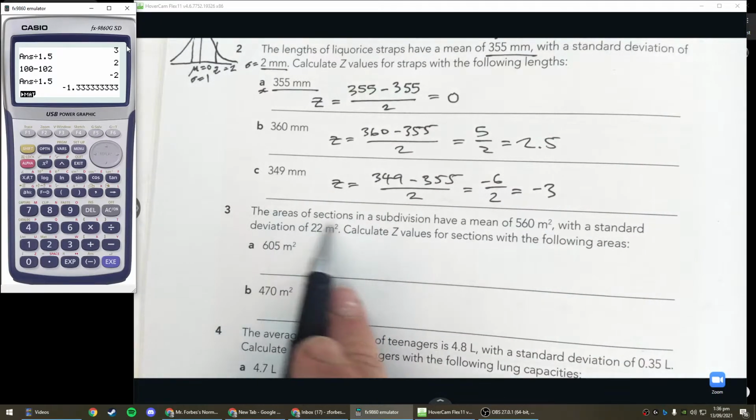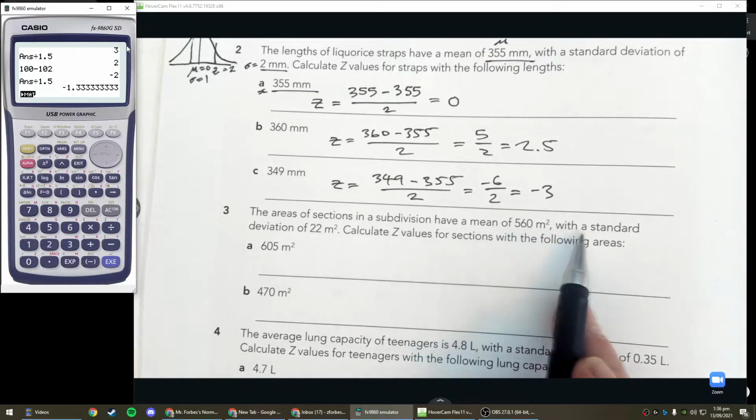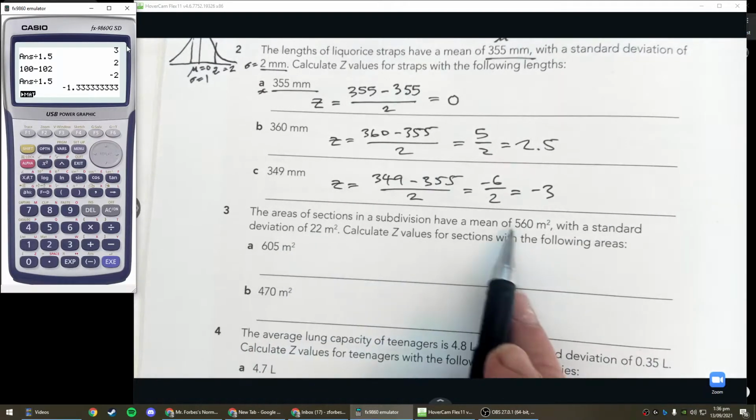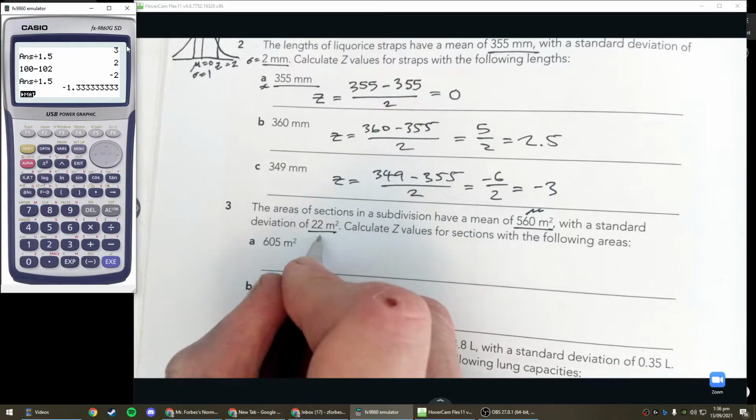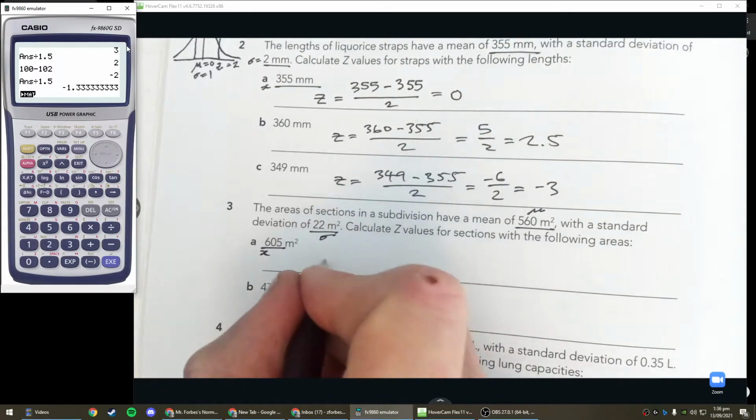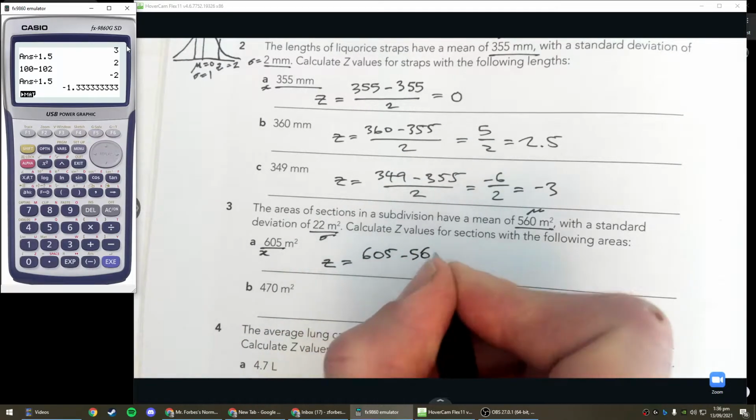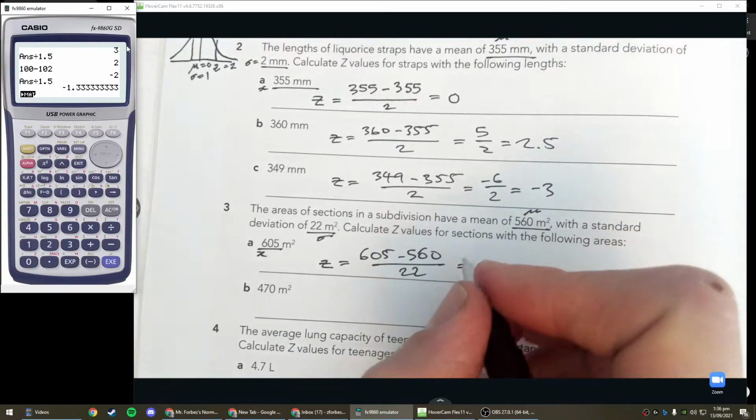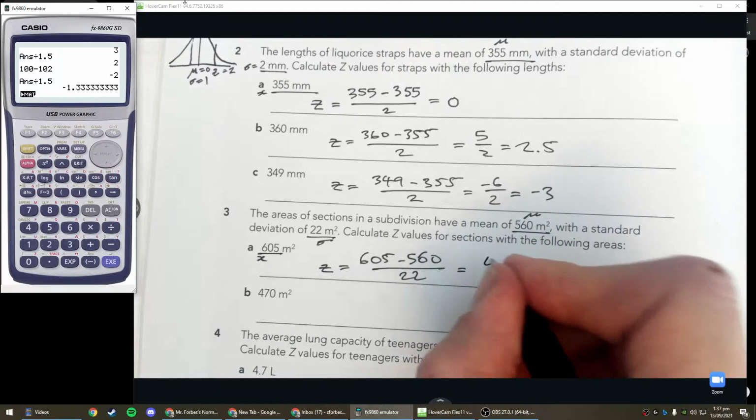Okay, the areas of sections in a subdivision have a mean of 560 meters squared with a standard deviation of 22 meters squared. So we've got our mean value, I'll put a little mu here. We've got our standard deviation, I'll put our sigma there, and this is our x value. So let's just do it. Little z is going to be 605 minus 560 all over 22. That's 45 over 22.